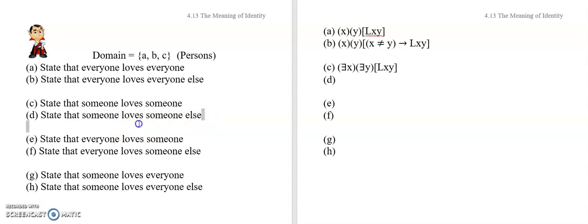Now, suppose the only person doing any kind of loving is A loving himself. It's true there that someone loves someone. But suppose instead you wanted to say someone loves someone else, not themselves. How would you state that? Pause now.